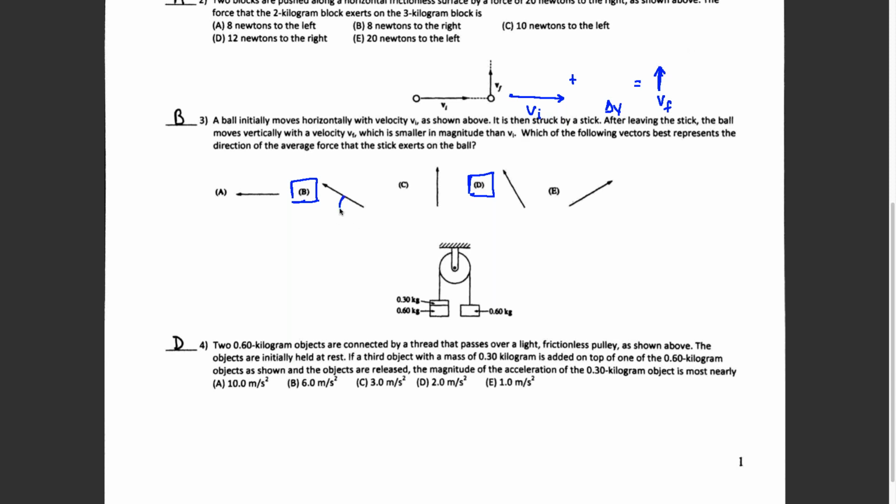B is a lower angle. Let's call this our angle theta. So theta is a smaller value for B than it is for D. Notice that the y component choice in D, the y component is larger than the x component. And we were told in the problem that the final velocity has a smaller magnitude than the initial velocity. So that little statement right here effectively eliminates choice D, because the smaller y component is only true in case B.